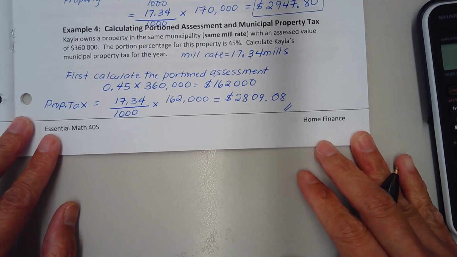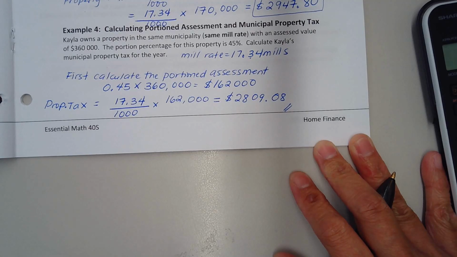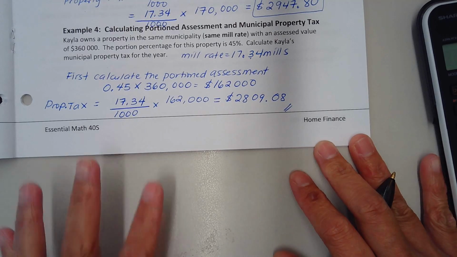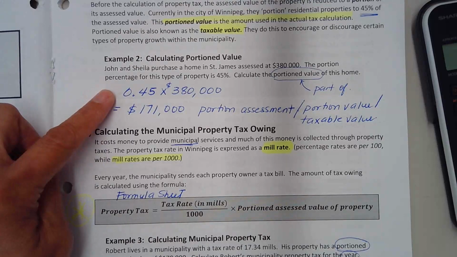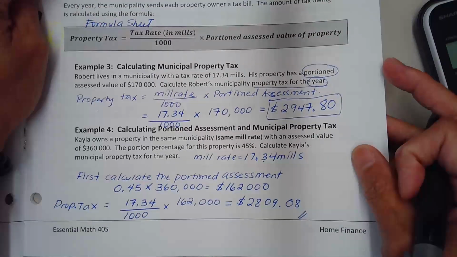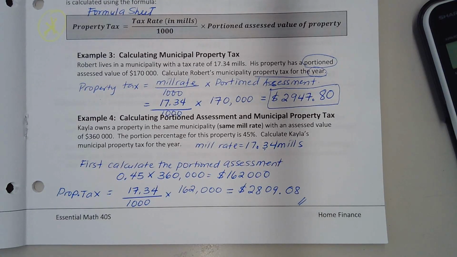So putting it together. In this particular lesson, we talked about total assessed value, so adding up all the things that are in that property. The second thing that we did was figuring out the portion only of that amount, the portion assessment. That's example 2. And then the third part is figuring out the municipal tax from there. Okay, so that concludes this lesson.